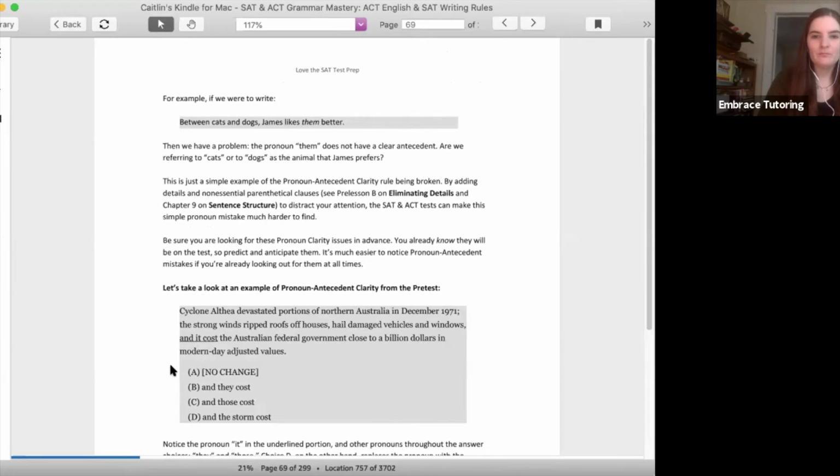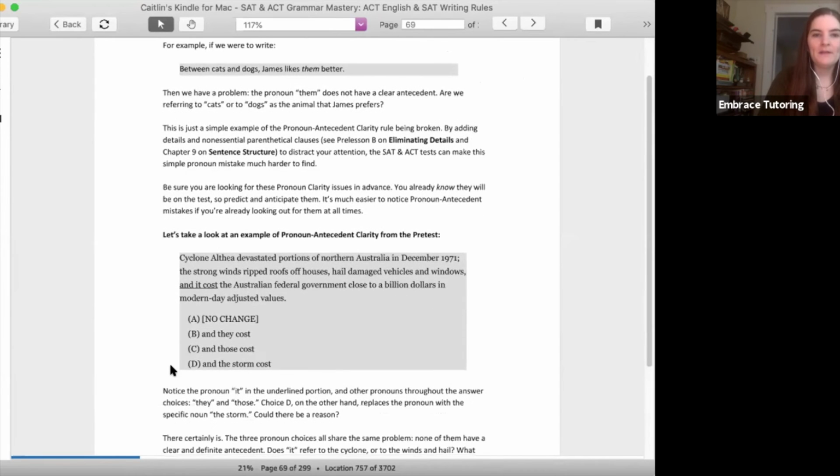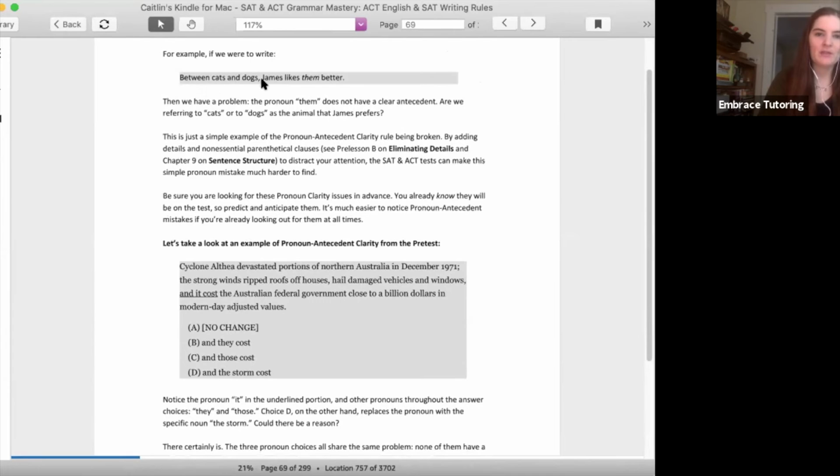So one thing that you can do, like if we have this kind of example, "Between cats and dogs, James likes them better." We have a problem because "them" does not have a clear antecedent. Are we referring to cats or dogs as the animal James prefers? This is just an example of pronoun antecedent clarity being broken.